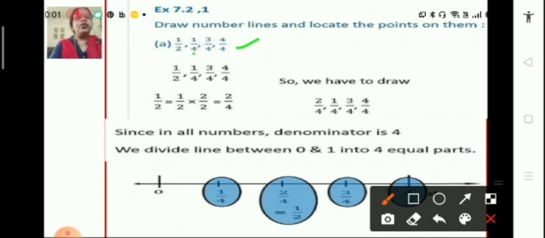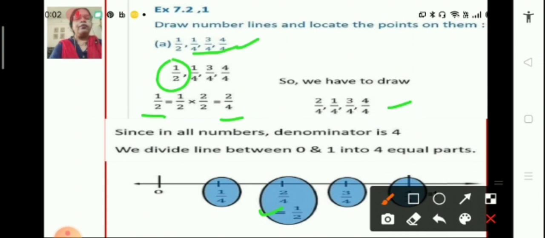In all of the 3 here we have the denominator as 4, but the first one is half. But we know that when we divide the number line between 0 and 1 into 4 equal parts, since the denominator is 4, then half of that will be 2/4. So instead of half we can take 2/4. So what do we have to show on the number line? We have to show 2/4, 1/4, 3/4 and 4/4.